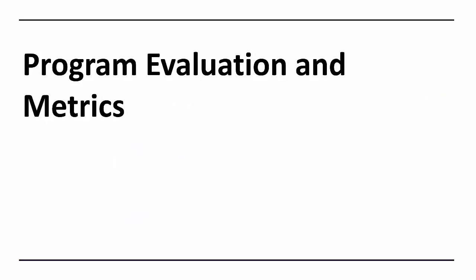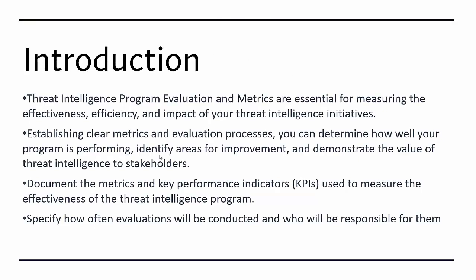Now, the last part is called program evaluation metrics. So we have built a program, but how effective is the program? How mature is the program? I'm talking about overall threat intel. That we need to identify. So we have to introduce a KPI and KRI. I have already created one dedicated video on how to create a KPI and KRI for any process. But here we need some kind of metrics by which we can measure the effectiveness, efficiency, and impact. We can establish the metrics and evaluation process to determine how well your program is performing.